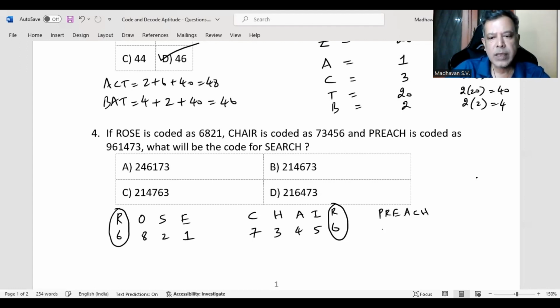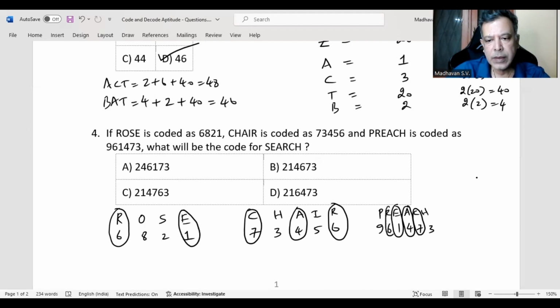Here preach is coded as 9, 6, 1, 4, 7, 3. We may notice the common alphabet in the second and third word is C. Both are coded as 7, and also A. Both are coded as 4. And then from 1 and 3, if I compare, E is coded as 1. Here also, R is coded as 6. Right. H is coded as 3.